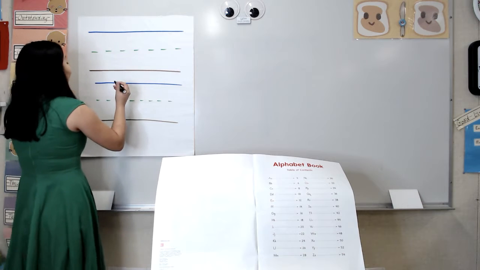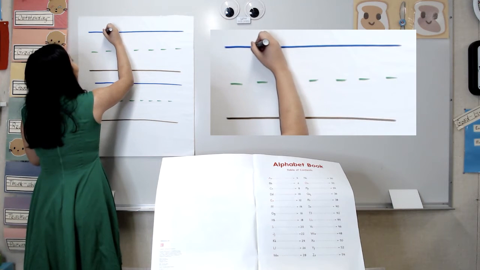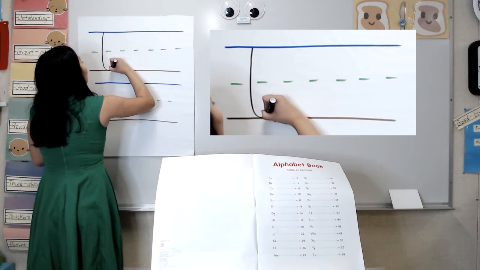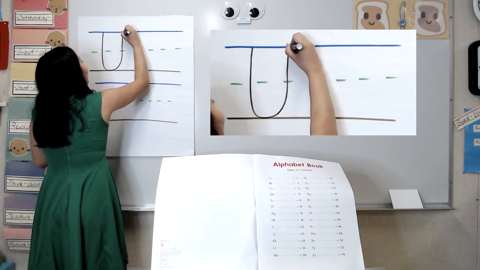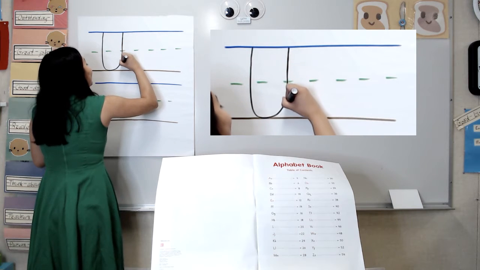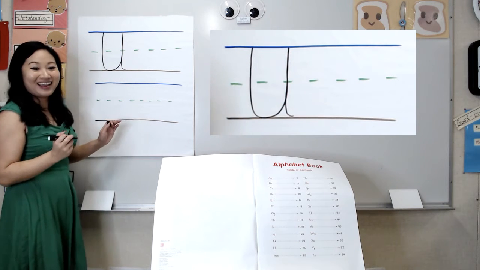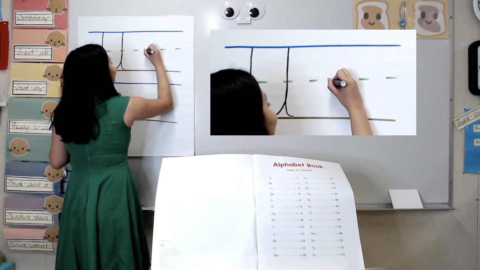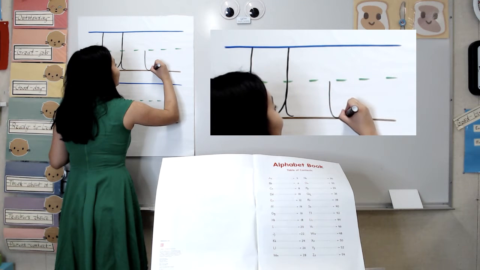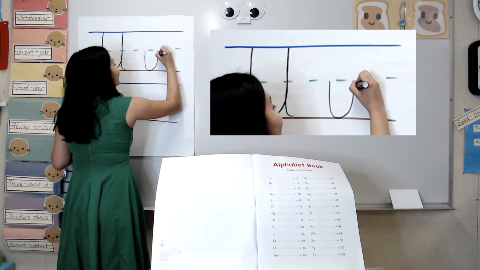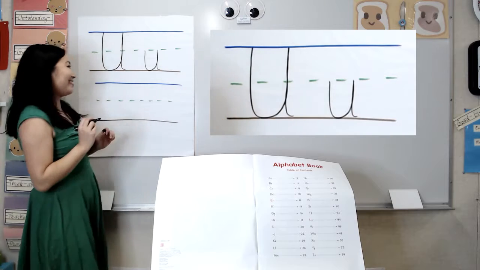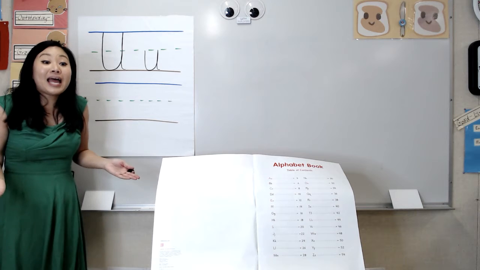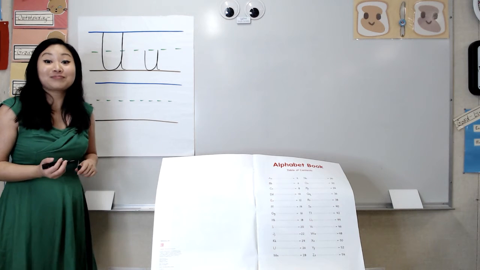For uppercase U, I start in the sky, curve to the ground, touch the sky, and a tiny tail on the ground. For lowercase u, I start in the grass, curve to the ground, slide to the grass, and a tiny tail on the ground. Now, sometimes people like to write theirs just straight down, but again, Miss G likes to add the little tail.